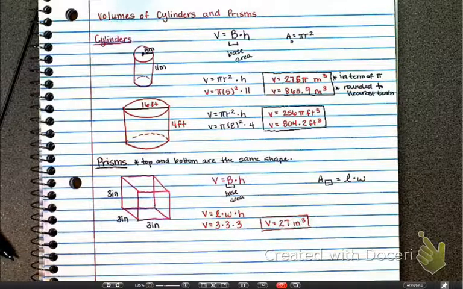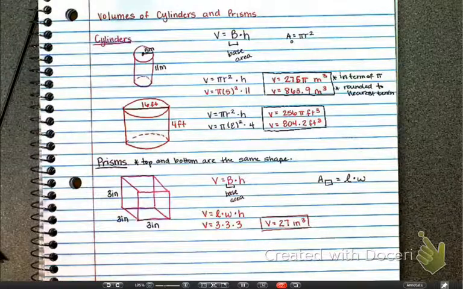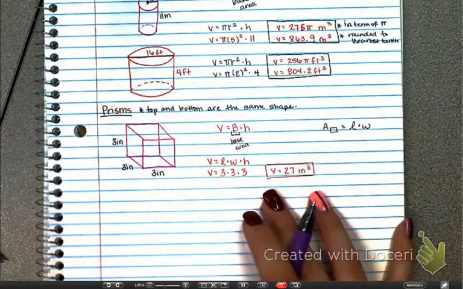So 2 times the length plus 2 times the width is just your perimeter for a rectangle. It's like adding up all the sides. All right, so here is where things become a challenge.